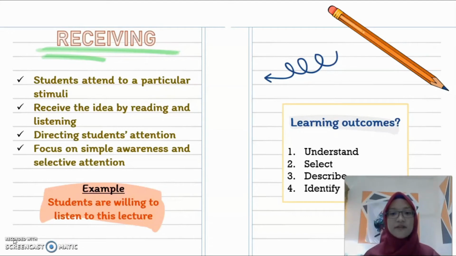We're also going to look at the verbs that are used to express the learning outcomes. The verbs are understand, select, describe, and identify. Here is my example for the learning outcome. At the end of the lesson, students will be able to understand logic gates concept. That is the example that I may use one day as a physics teacher.